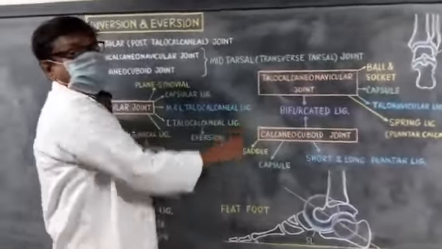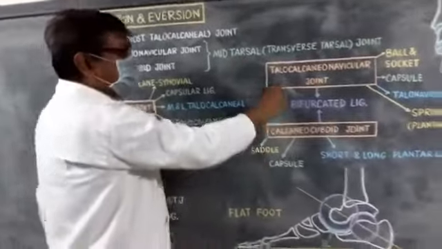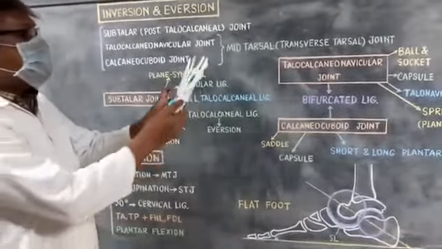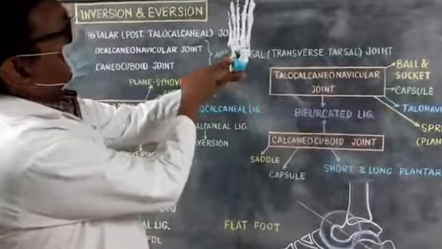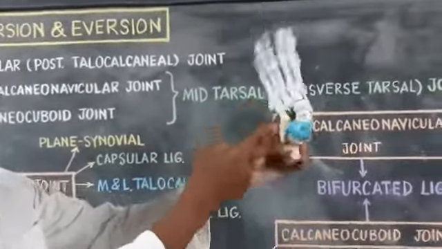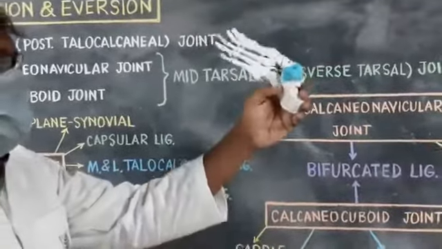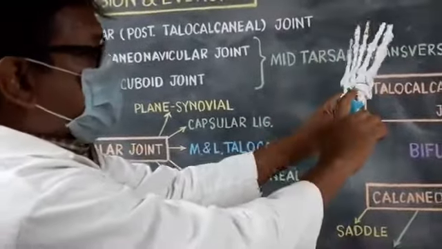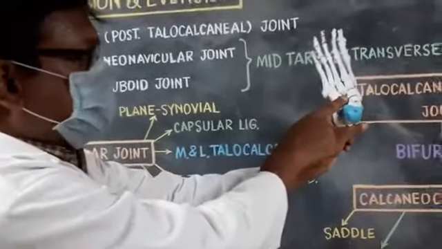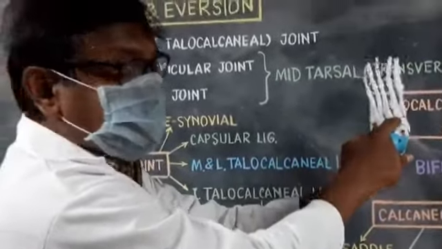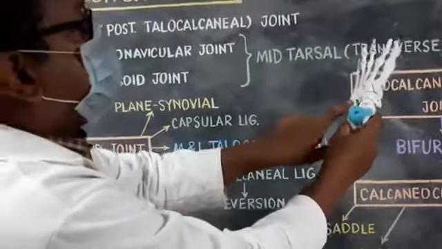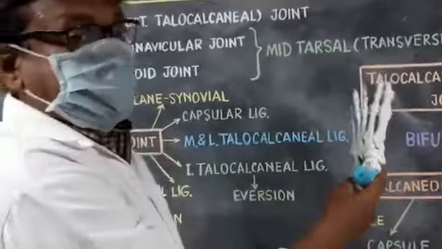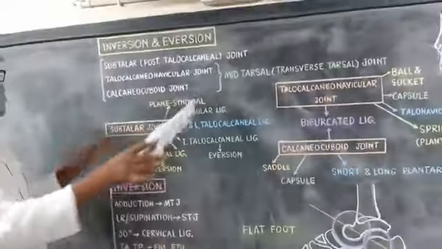Now these two components with separate joint cavities form the mid-tarsal joint, and these two joints are connected by bifurcated ligament. The Y-shaped ligament: the stem is attached to the anterior upper surface of the anterior third of the calcaneus. Its medial limb is attached to the dorsolateral aspect of the navicular bone as calcaneonavicular ligament, and its lateral limb is attached to the dorsomedial aspect of the cuboid bone as calcaneocuboid ligament. These are all about the structures.